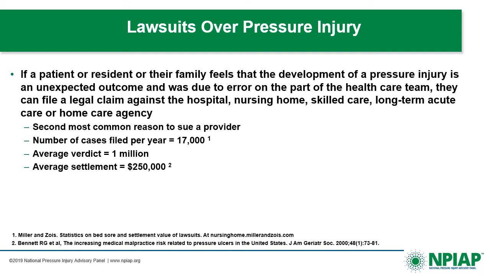Today, lawsuits related to pressure injuries are the second most common reason to sue a provider. Wrongful death is the most common reason to sue. About 17,000 cases are filed a year. The average verdict, so that would be at trial, is somewhere around $1 million. There are some lower than that, and there are some many, many million more than that. The average settlement is right around $250,000, and that's given to the family or the patient if the patient is still alive.